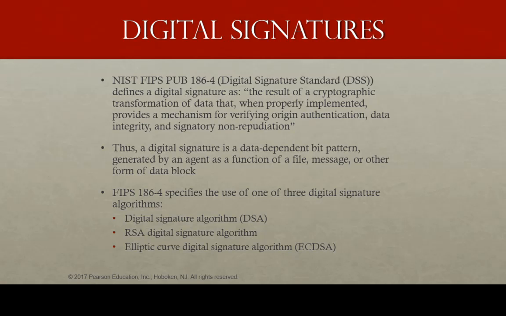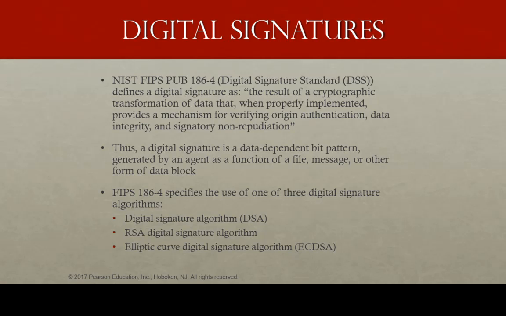Thus, a digital signature is a data-dependent bit pattern generated by an agent as a function of a file, message, or other form of data block. Another agent can access the data block and its associated signature and verify that one, the data block has been signed by the alleged signer, and that two, the data block has not been altered since the signing. Further, the signer cannot repudiate the signature.